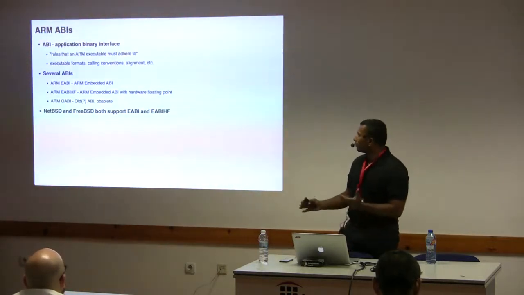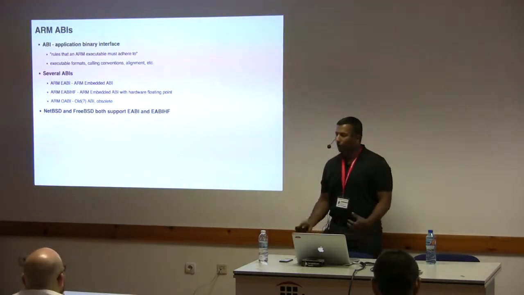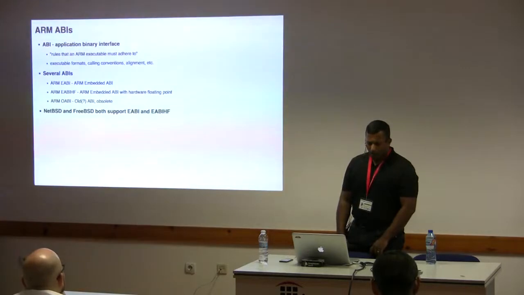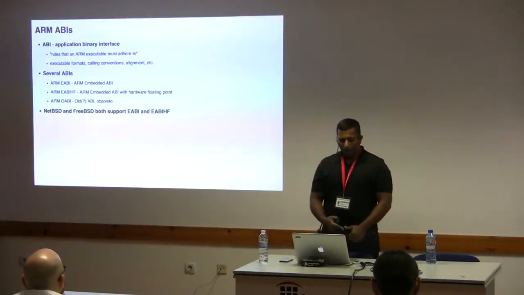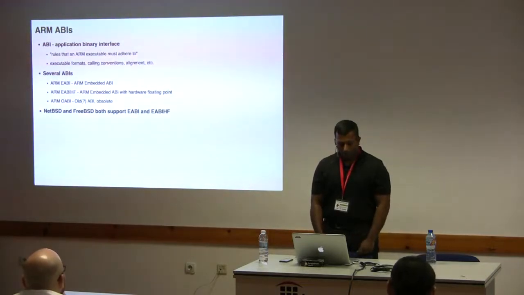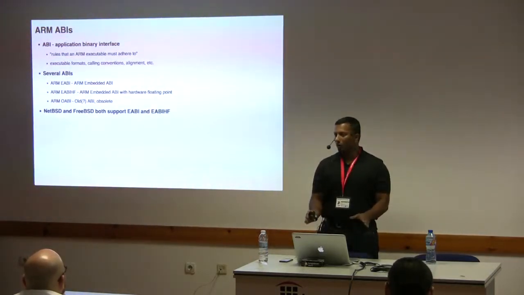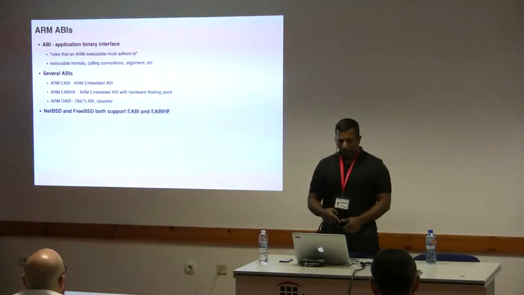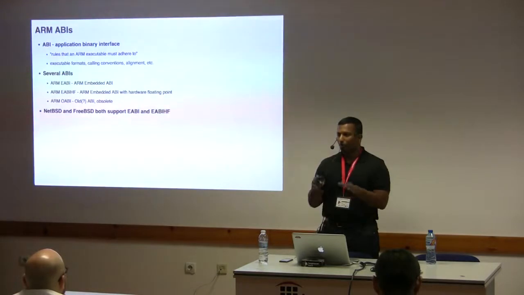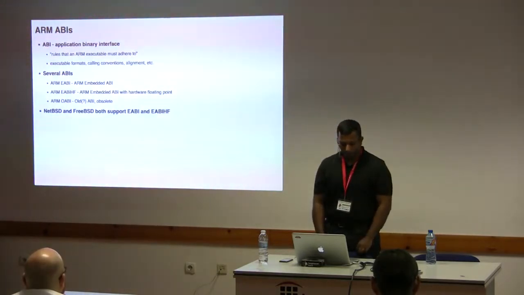Okay, so we talked about a bunch of the hardware that's out there. Let's talk about the software now. So we'll talk about ABIs. So what's an ABI? An ABI is an application binary interface. If you read the ARM docs, it says that there are rules that an ARM executable must adhere to. These are things like executable formats, calling conventions, alignments, what do system calls look like.